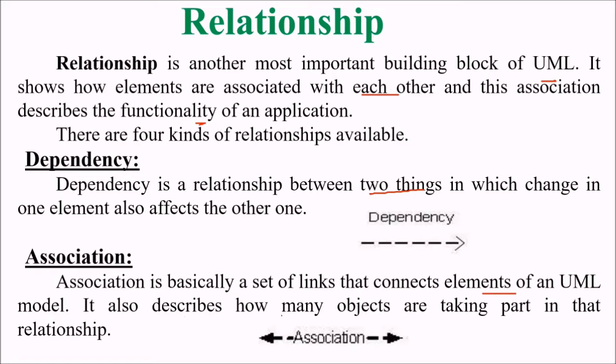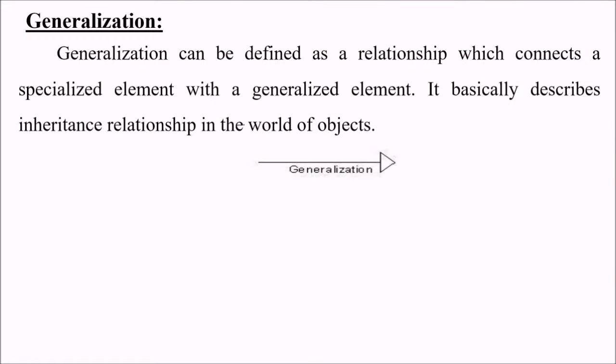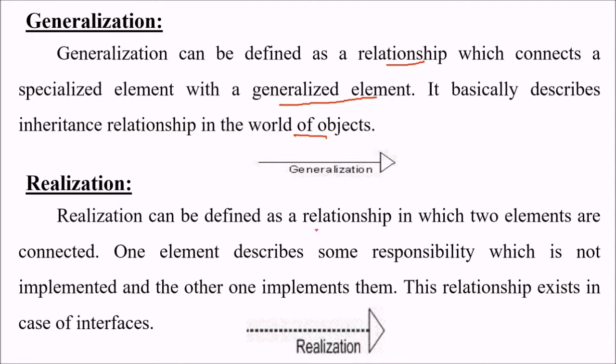It also describes how many objects are taking part in that relationship. Association. Then generalization. Generalization can be defined as a relationship which connects a specialized element into a generalized element. It basically describes the inheritance relationship in the world of objects. Realization. Realization can be defined as a relationship in which two elements are connected. One element describes some responsibility which is not implemented, and the other ones implement them. You have to realize it, means implement it. This relationship exists in case of the interfaces.